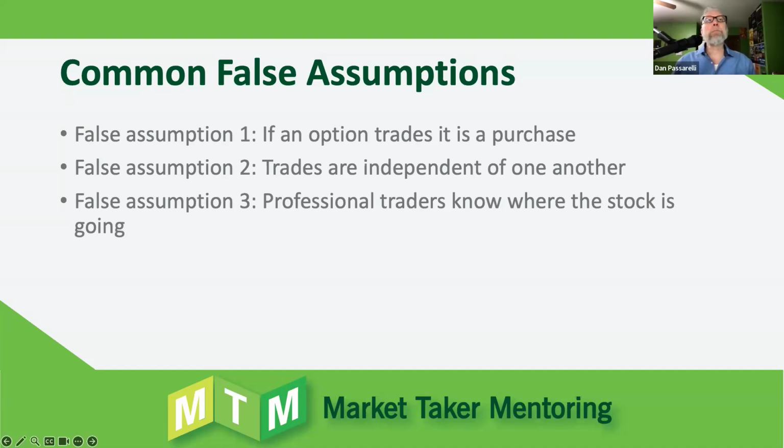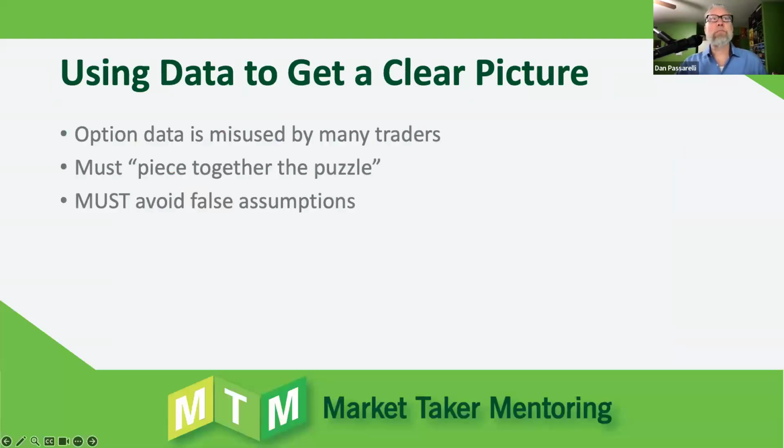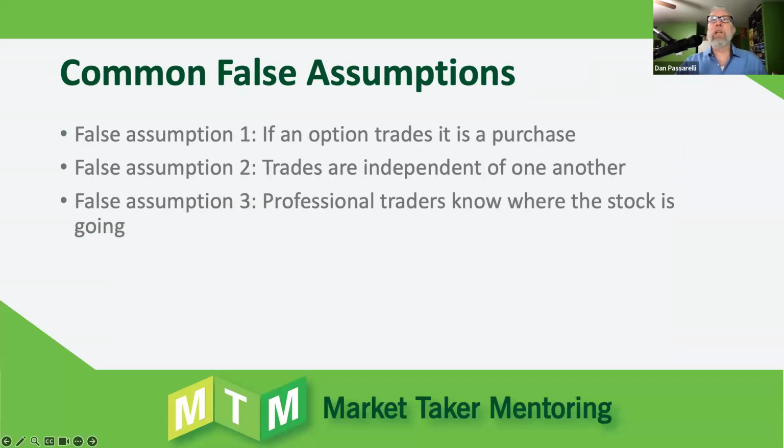False assumption number two. Trades are independent of one another. We could look at some data and here, let's see if that's even on. Hold on. Let's see if there's an example on this thing that we're looking at here. It's probably not really a perfect example on this. We'll come back to that. Trades are independent of one another.